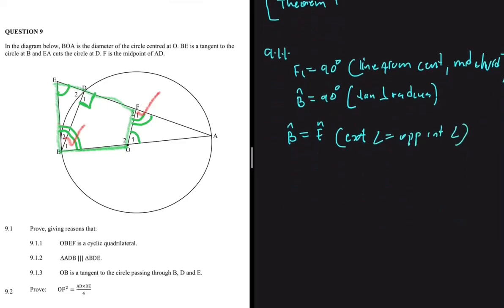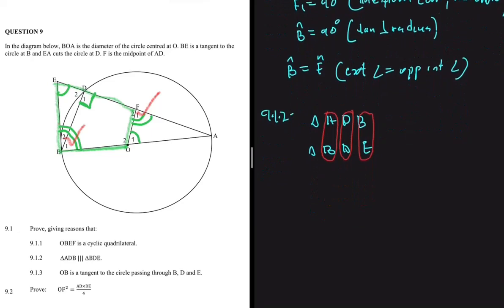And then now let's do 9.1.2. So for 9.1.2, we're supposed to prove, giving reasons, that triangle ADB is similar to triangle BDE. And let me tell you something, right? The way they name their triangles in an examination, angle A here should be equal to this angle B on the other triangle, and then angle D should be equal to angle D on the other triangle, and then consequently B and E should be equal to each other.